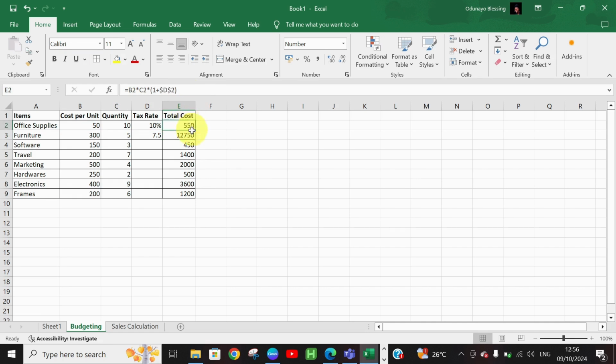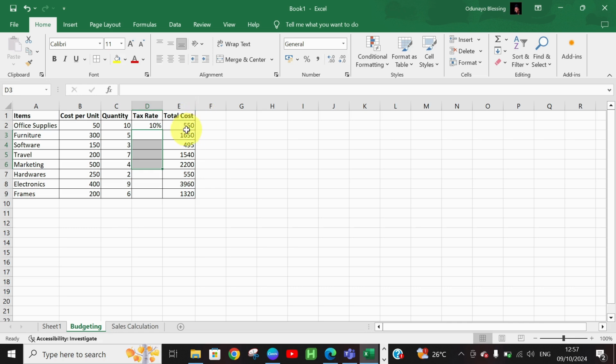Now, please take note of the 12,750. Irrespective of the figure you are placing here, there will be no changes because it has been locked. The cell has been locked up, so there will be no changes. It's just going to take preference on that amount. So that's what we'll talk about: relative references and absolute references.